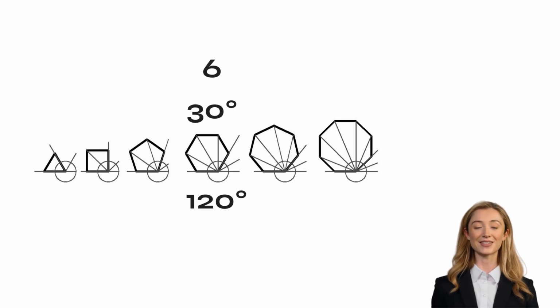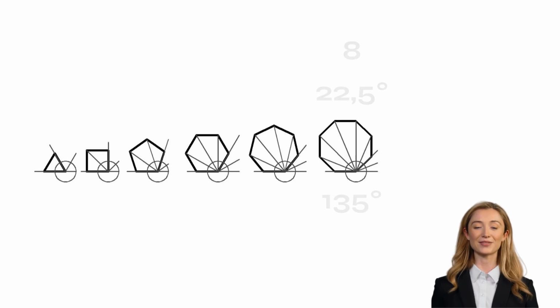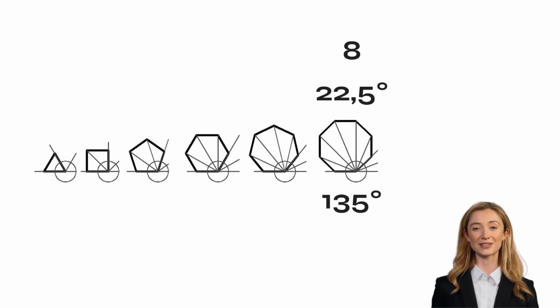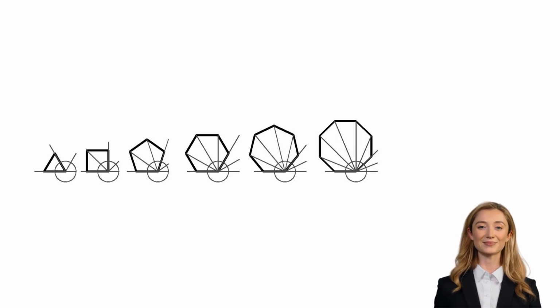For the hexagon, 30 degrees and 120 degrees. For the heptagon, approximately 25.714 degrees and 128.57 degrees. For the octagon, 22.5 degrees and 135 degrees. We'll return to this in chapter 110.